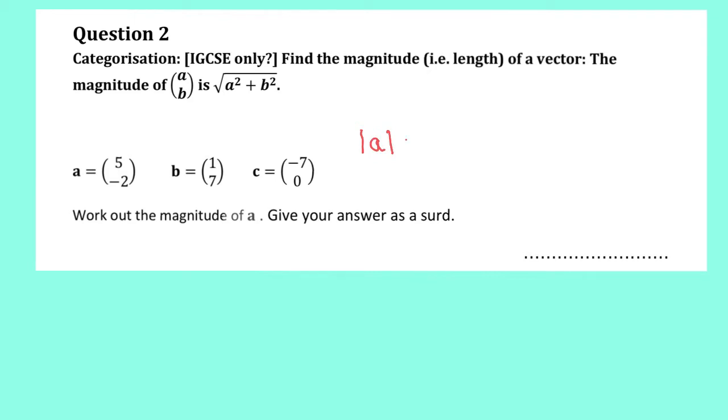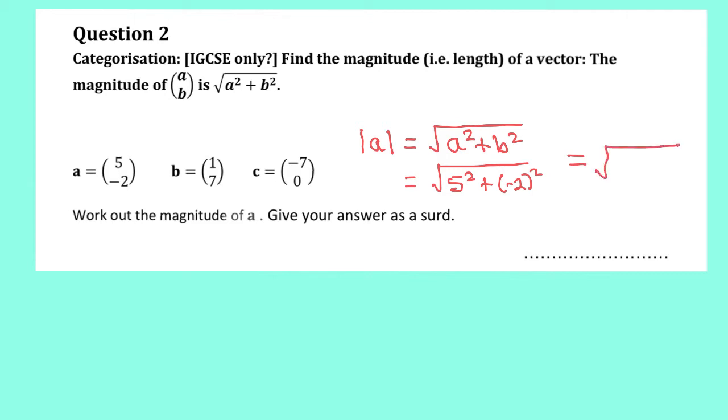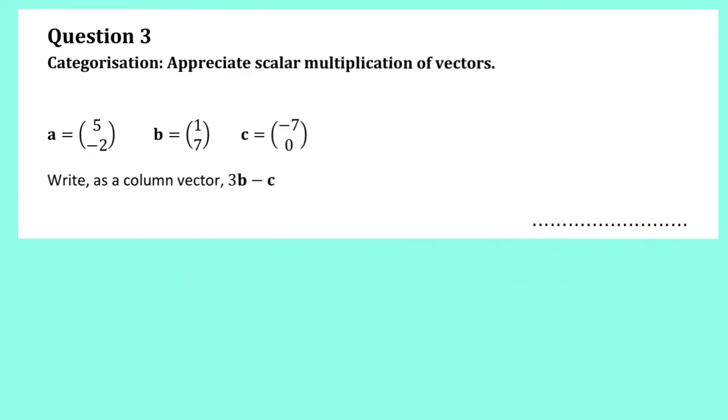absolute A, is equal to the square root of a squared plus b squared, which is equal to the square root of 5 squared plus (-2) squared, which is equal to the square root of 25 plus 4, which is equal to root 29. Leave your answer as root 29 because you are asked to give your answer as a surd.